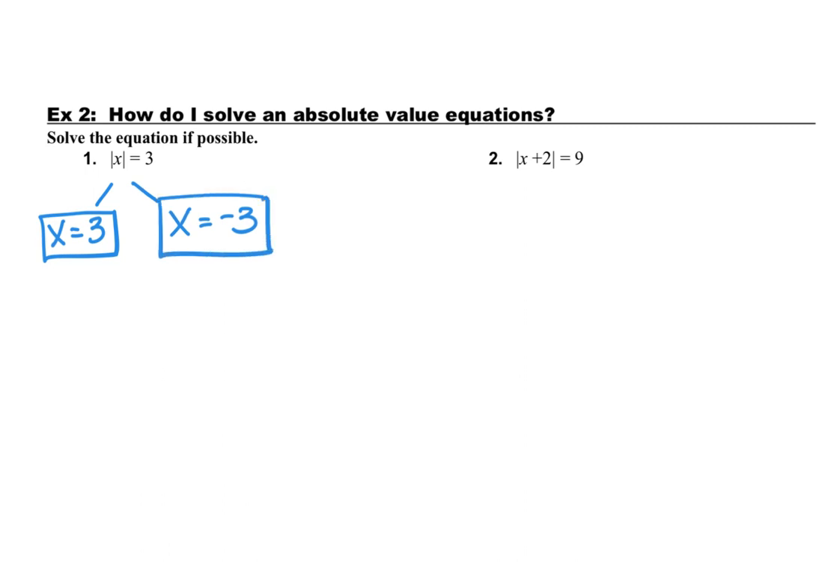All right, question number 2. Again, we're going to make this into 2 separate equations. I'm going to have x plus 2 equal to 9, and then I'm going to have x plus 2 equal to -9. Let's talk about why.